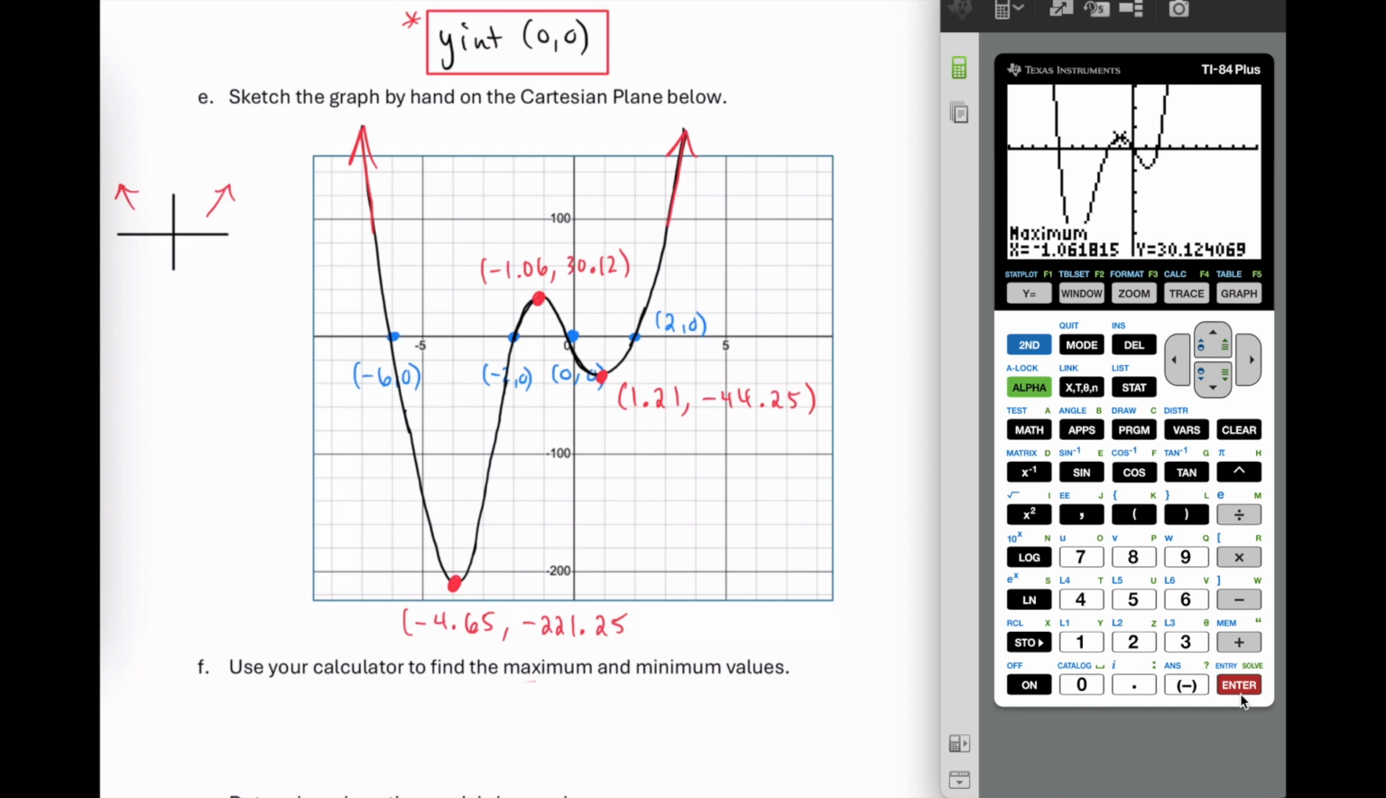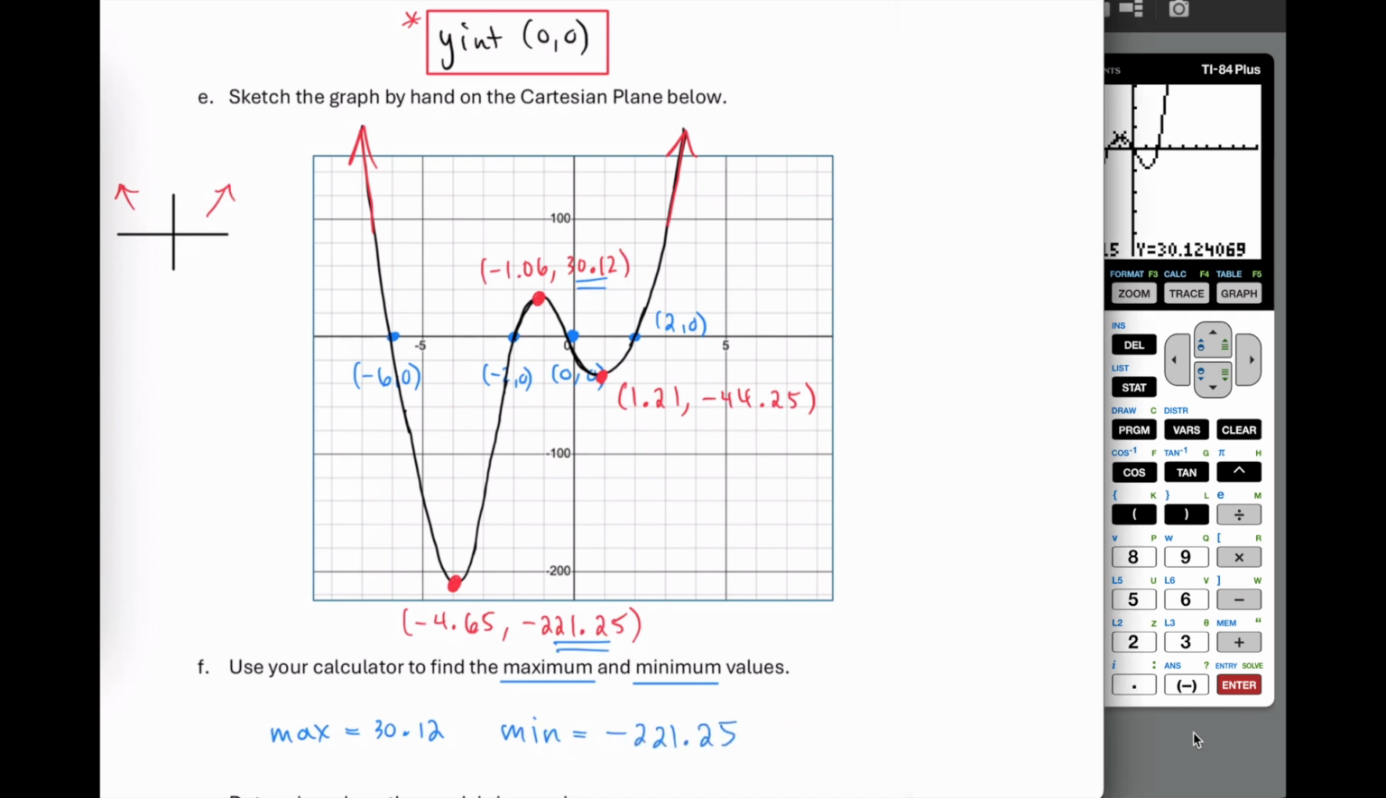So let's answer our questions. We're going to find the maximum value, the relative maximum, and that relative maximum is 30.12, the y-coordinate of the ordered pair. And then there are 2 minimum values, 2 relative minimums. One of them is the y value of this lowest ordered pair, -221.25, and the other relative minimum, which is the y value of this ordered pair, is -44.25.